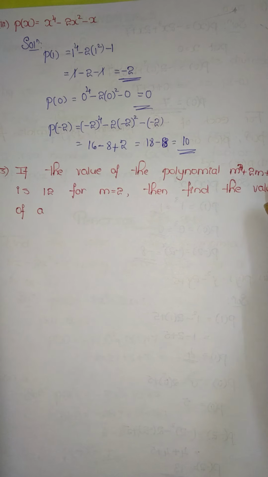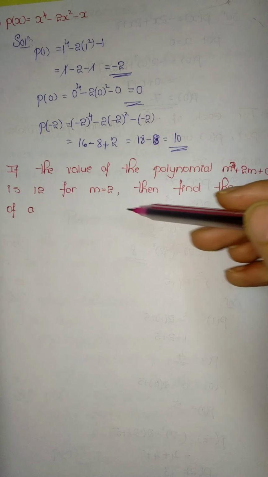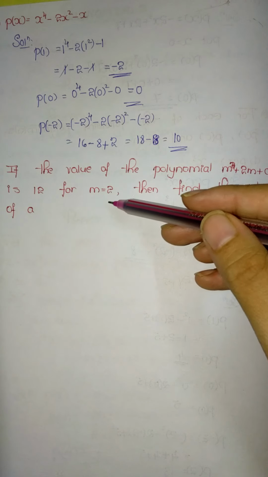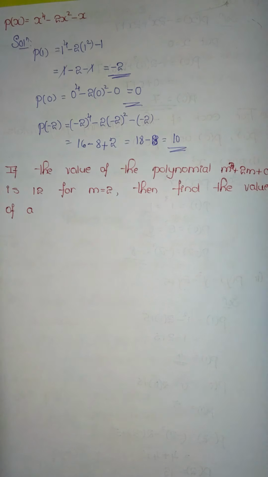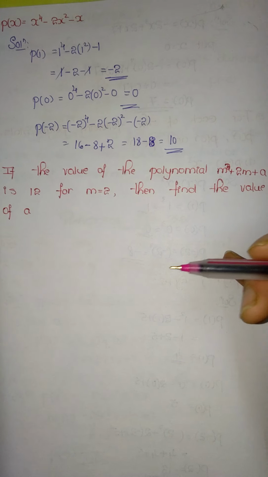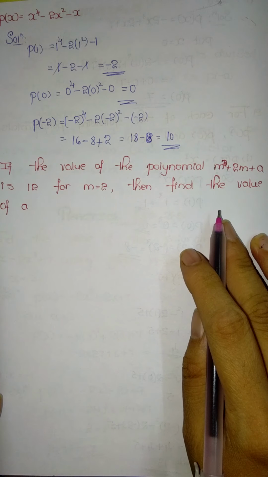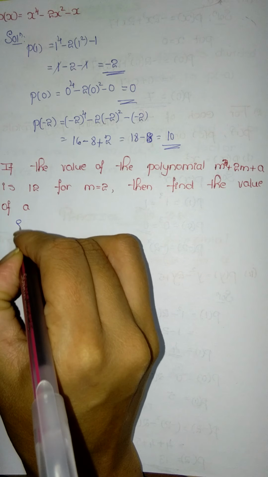Sub question third. Okay, question number 3. If the value of the polynomial m cube plus 2m plus a is 12 for m is equal to 2, then find the value of a. So p of m is given. So if m is equal to 2, p of m or p of 2 equal to 12 already given. उसको यूज़ करके हमें उसका आंसर फाइंड आउट करना है. So here solution.